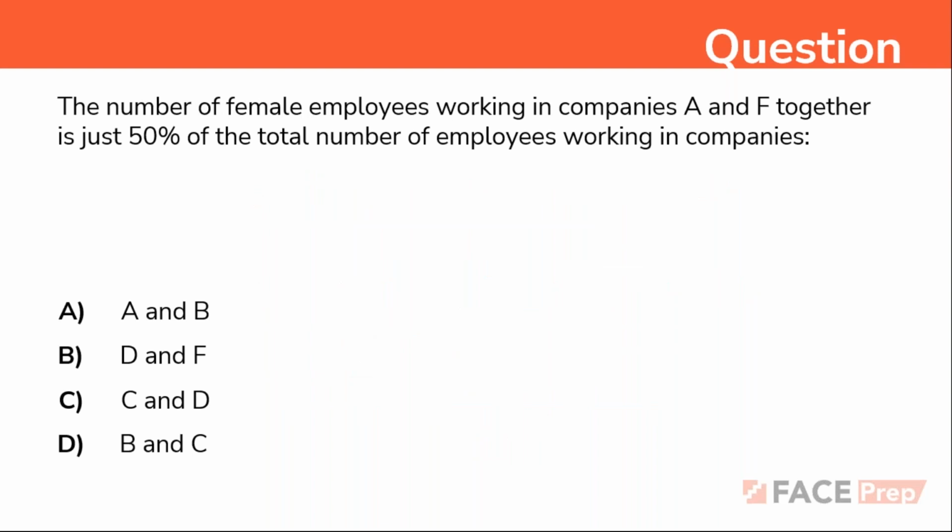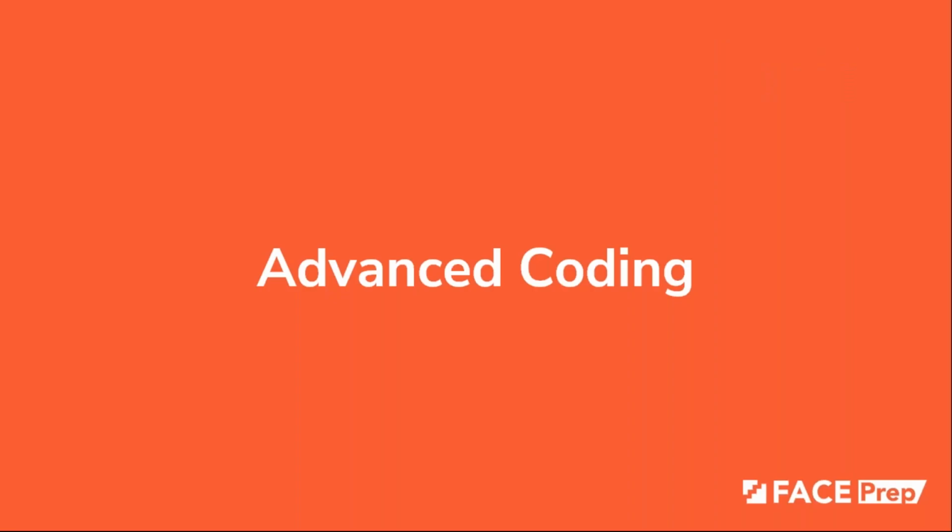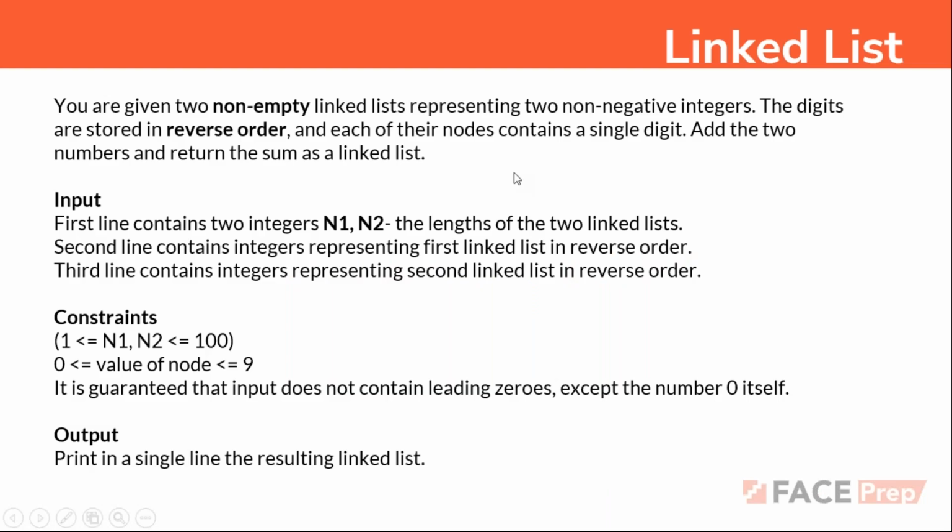Let's move to the next question since we don't have much time. Here there is a question based on advanced coding. This is the last section. Now, here you can expect questions from arrays, strings, data structures, then algorithms. So data structures in the sense, you might get questions from linked list, stack, queue, trees and graphs.